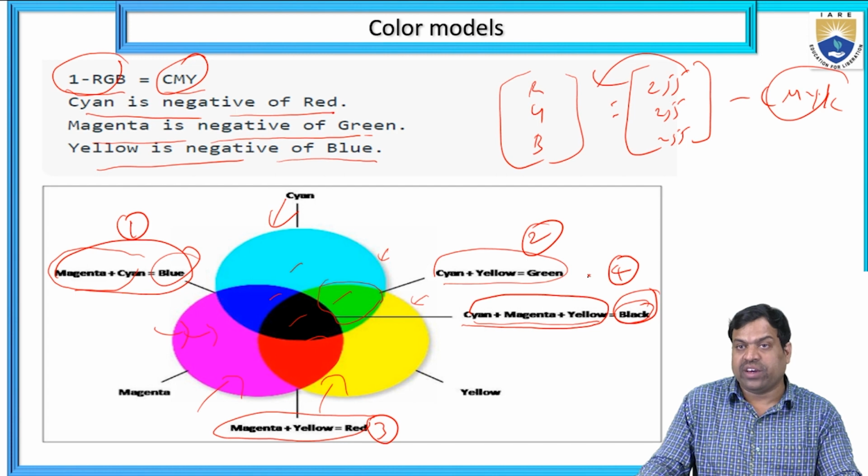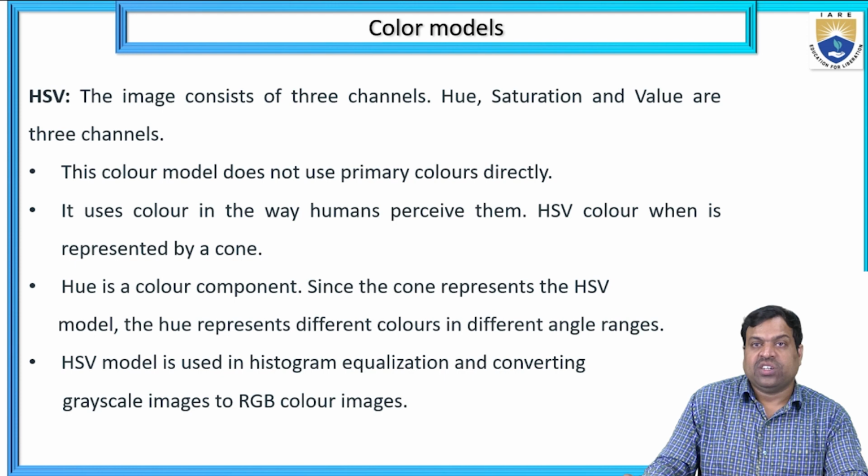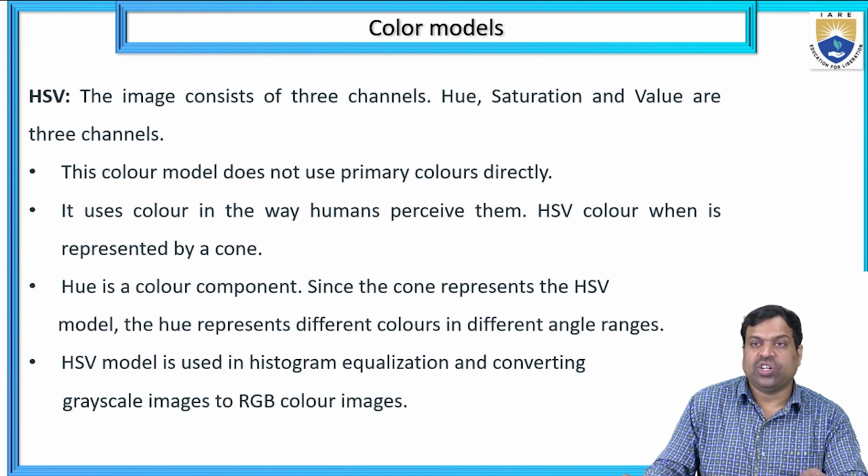So CMYK. Another color model is HSV. The image consists of 3 channels: hue, saturation and value are the 3 channels. So these play a very important role in finding out the color of the image. These color models do not use primary colors directly. We are not using them directly. Why? Because primary colors are RGB, but here I am using HSV. So how does it work? From the combination of primary colors, I am getting these HSV colors.